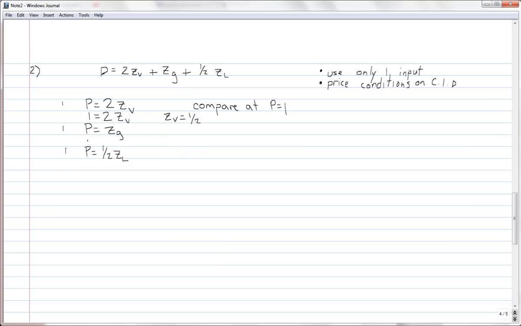Okay, 1 equals ZG. So it's really, I'm just going to write this again, but it's not really any different. And then 1 equals 1 over 2 ZL, ZL equals 2. Okay, so these are my quantities of each that will give me 1 unit of output.